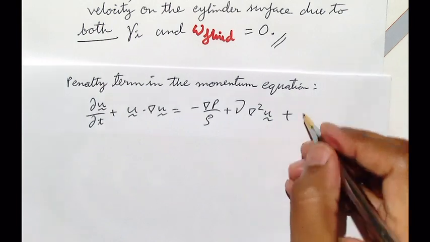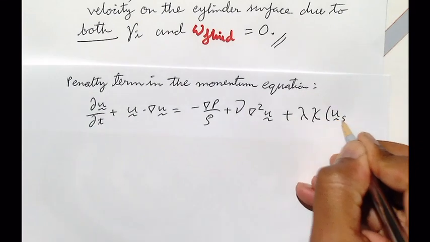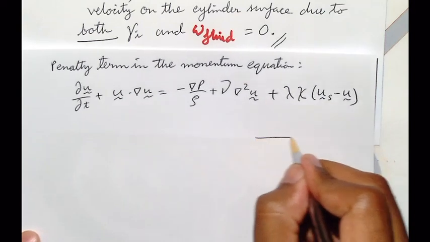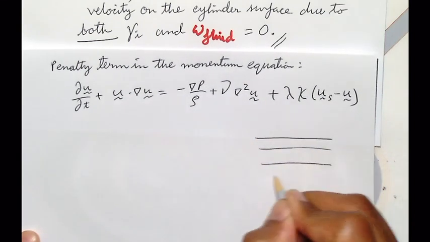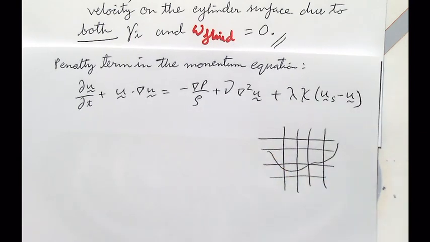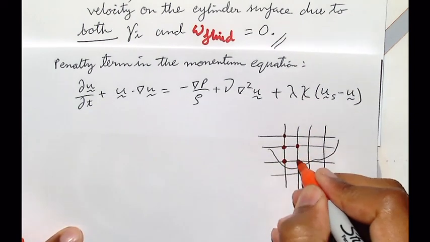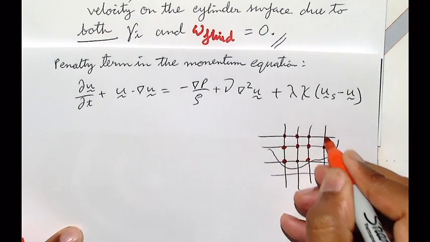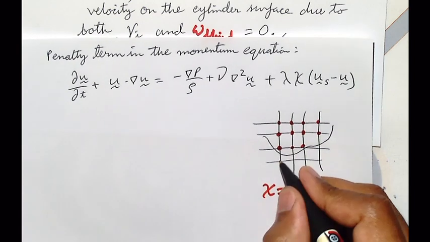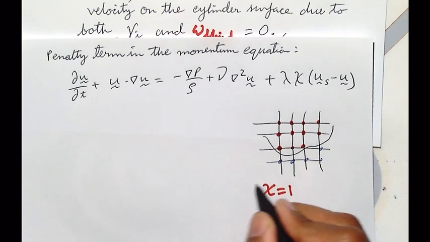And this forcing term looked like there was a lambda, there was a chi, there was a u solid minus u grid. Okay, and if you remember, what we do is we have the grid and any cell that is occupied by a solid gets this value chi equal 1, and outside we have chi equal 0. And this is called the characteristic function.